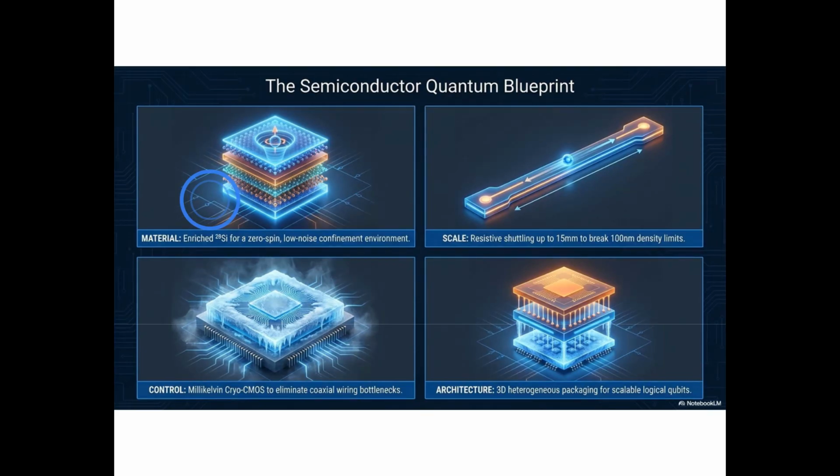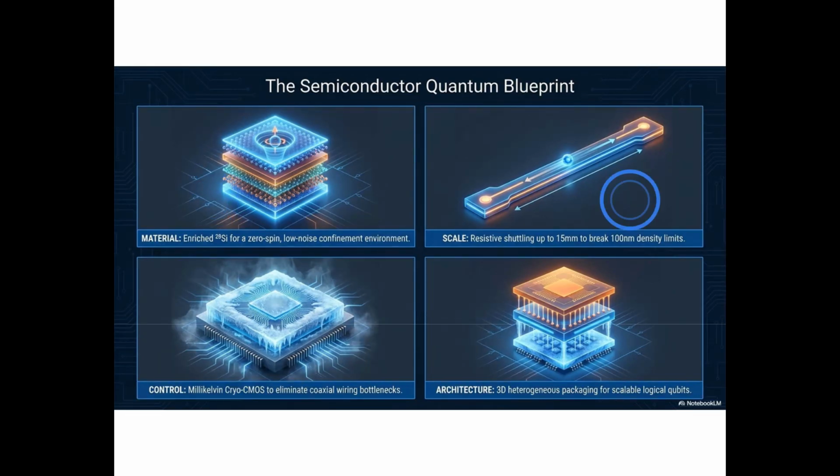Pillar 1, material. Enriched silicon 28 provides a zero nuclear spin host that creates a magnetically quiet confinement environment, extending electron spin coherence times by orders of magnitude compared to natural silicon or gallium arsenide.